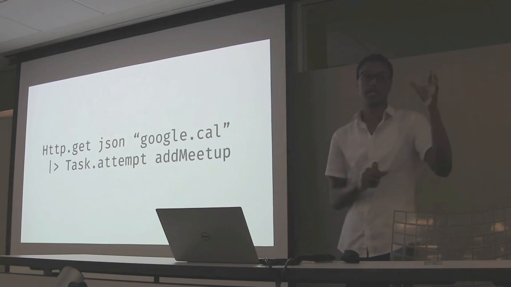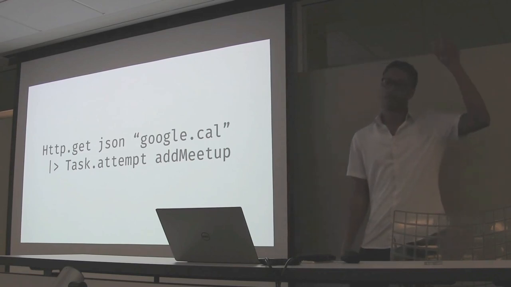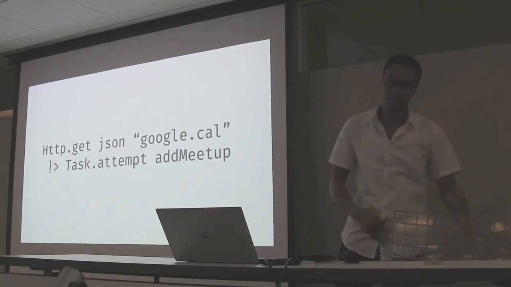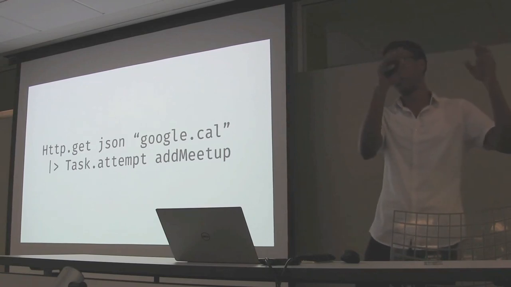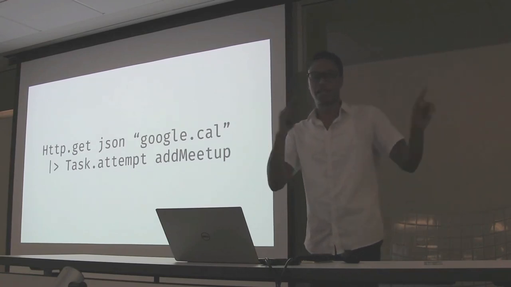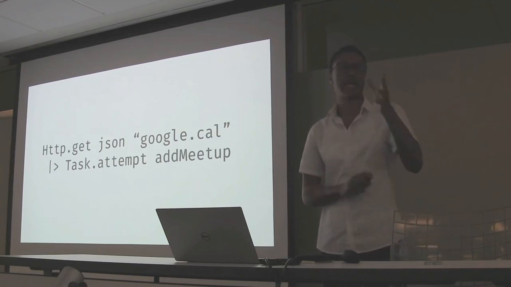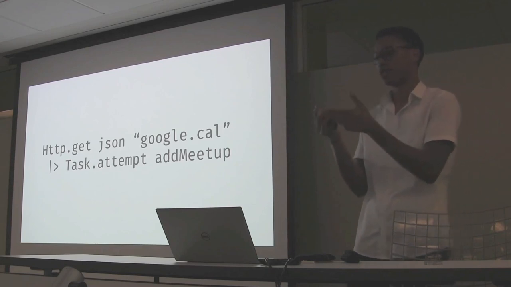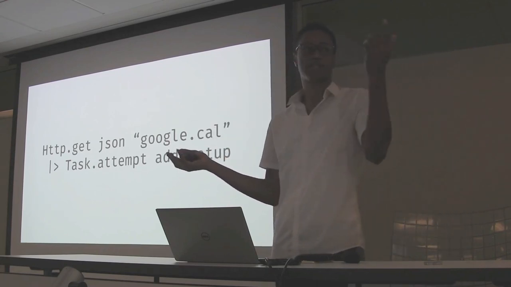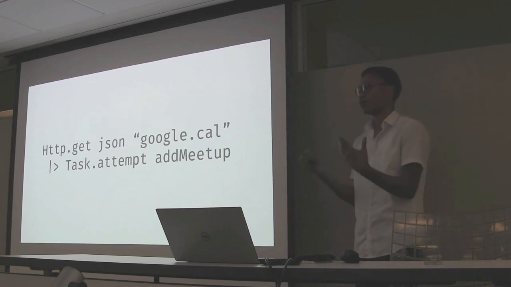Task.attempt takes a task. That's what the pipe operator on the far left does. It's saying the thing before it is going to be the last argument of the thing after it. So it's really nice for stuff like this, because you can describe what you're going to do and then pipe it into the next steps and say what we're going to do after. So we're going to attempt the task. Attempt takes two parameters. One is the task, which is the get in this example, and then addMeetup is what we're going to do with the result of that task.